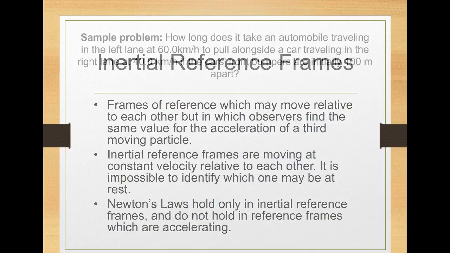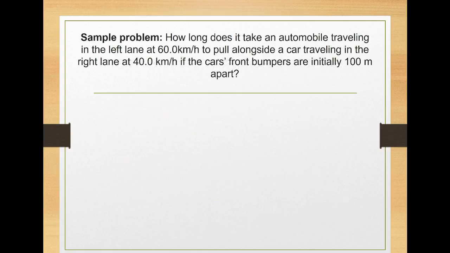So we're going to do a couple of quick examples. First of all, how long does it take an automobile traveling in the left lane at 60 kilometers per hour to pull alongside a car traveling in the right lane at 40 kilometers per hour if their front bumpers are 100 meters apart? So V relative between them is 20 kilometers per hour, and we're trying to make up a distance of 0.1 kilometers.